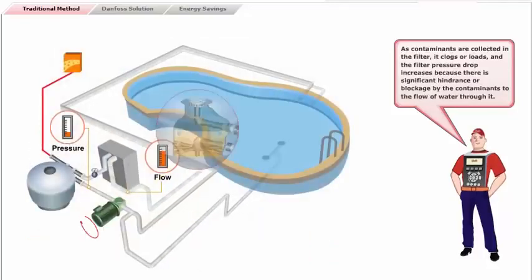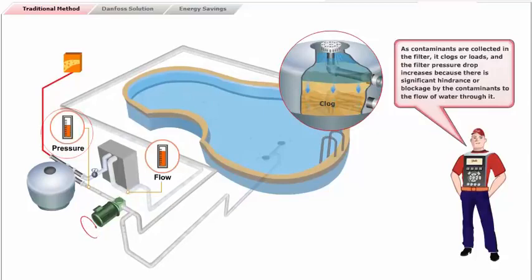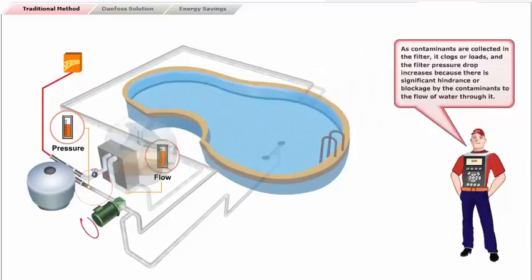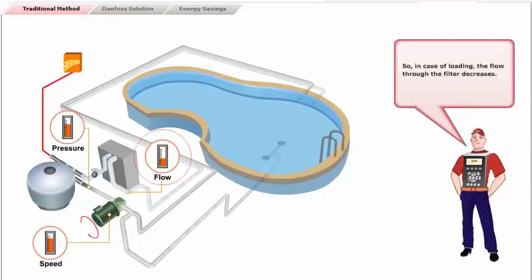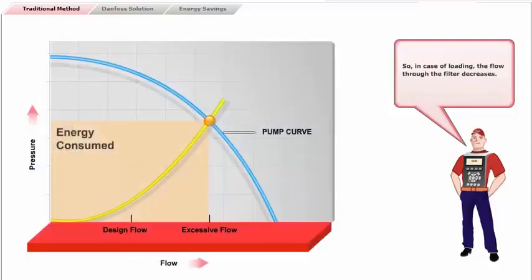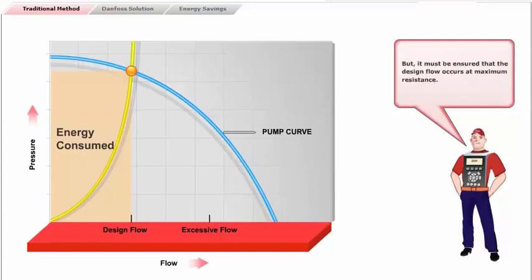As contaminants are collected in the filter, it clogs or loads, and the filter pressure drop increases because there is significant hindrance or blockage by the contaminants to the flow of water through it. But the pump speed remains constant, irrespective of the levels of filter loading. So, in case of loading, the flow through the filter decreases.